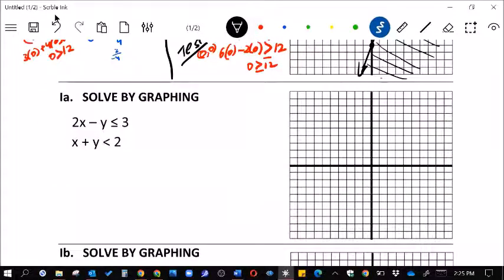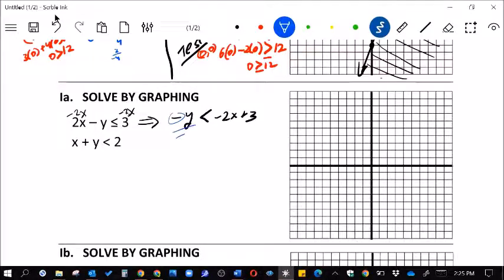Now on this one, I'm going to change it to slope-intercept form. Yeah, I keep getting it wrong, because that's the y-intercept and the slope. So I have negative y less than or equal to negative 2x plus 3. With this negative, I can either multiply by negative 1 or divide by negative 1. But then I have to remember now to switch that. So I'm going to get y greater than 2x minus 3.